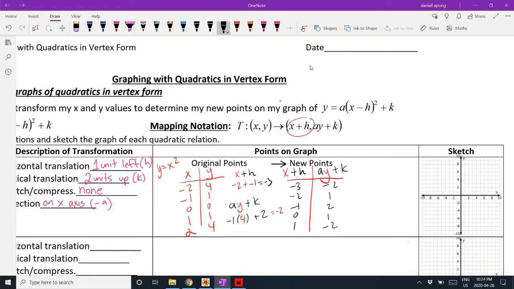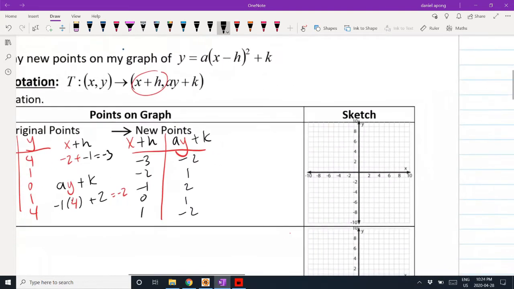And now once we have that, we can just plot our points. So let's go ahead and do that. A little mini graph here. So we have when x is equal to -3, y is equal to -2. When x is equal to -2, y is equal to 1. When x is equal to -1, y is equal to 2. When x is equal to 0, y is equal to 1. And then the last one here is when x is equal to 1, y is equal to -2 again.